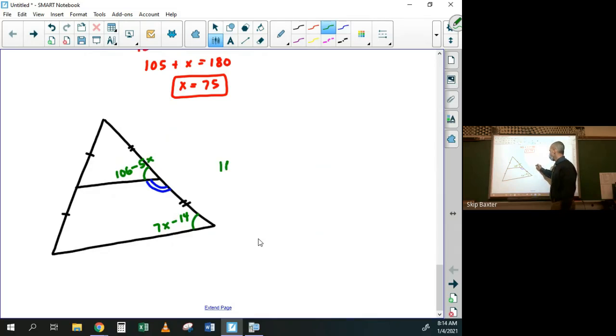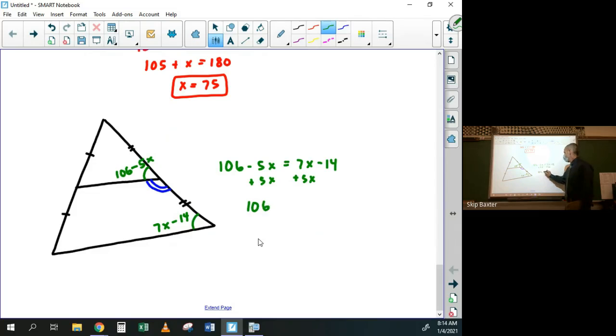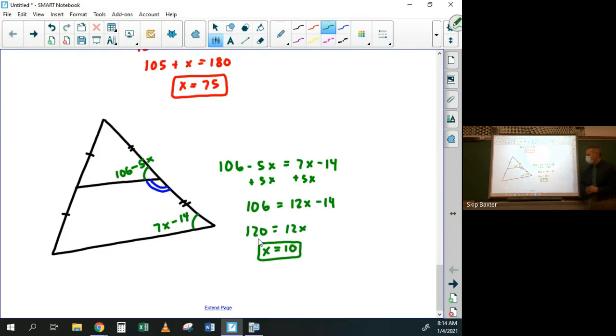Right? So this would be 106 minus 5x equals 7x minus 14. And that's it. If I solve this, I can move the x's over to the right, plus 5x. So I get 106 equals 12x minus 14. And then add 14 to both sides, I get 120 equals 12x, so x would have to be 10 then. Does this all make sense?